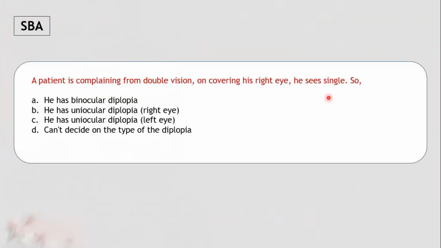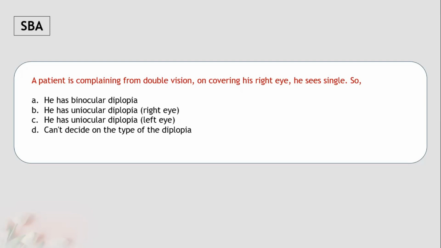Now, quiz time. This is a single best answer. A patient is complaining of double vision. On covering his right eye, he sees single. So, he has binocular diplopia, he has uniocular diplopia in the right eye, he has uniocular diplopia in the left eye, or we can't decide on the type of the diplopia. I didn't talk about uniocular diplopia, but since you are advanced learners, you can answer it easily. Yeah, I got the right answer finally. The right answer is D.